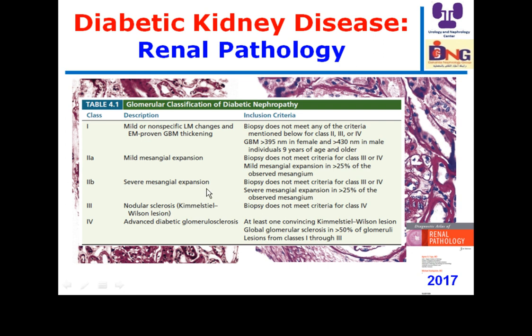And then if there is no nodular sclerosis, is there mesangial expansion? If it is mild, less than 25% of the observed mesangium, it is 2A. And if it is above 25% of the observed mesangium, it is 2B. If there is no mesangial expansion, but there is a thickened basement membrane, so basement membrane thickness exceeding 395 nanometer in females or 430 nanometer in males, this is stage 1, provided that electron microscopy doesn't reveal any deposition. So this is the classic pathology of diabetic nephropathy.